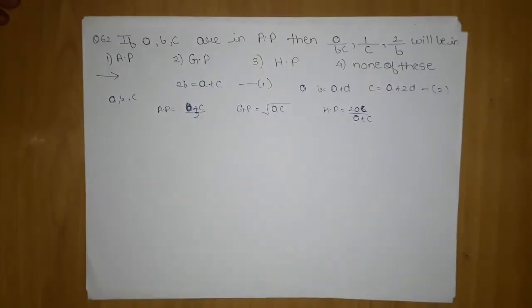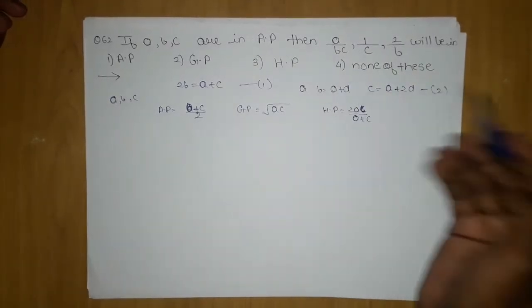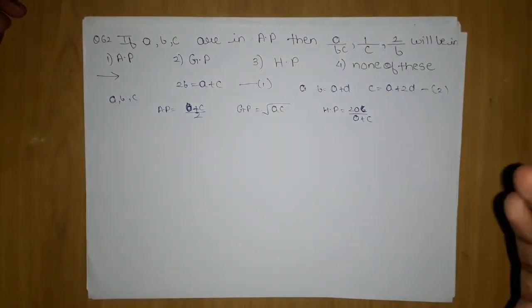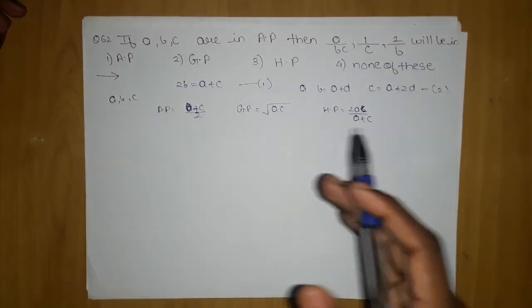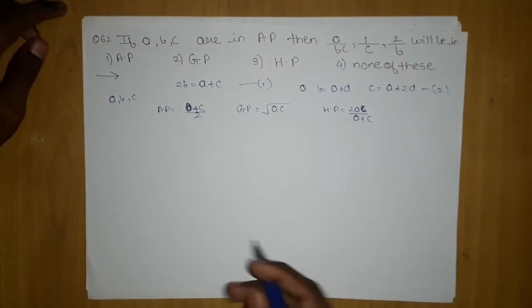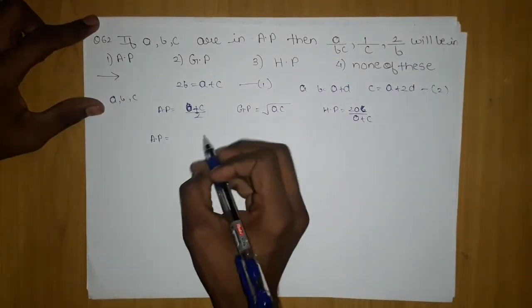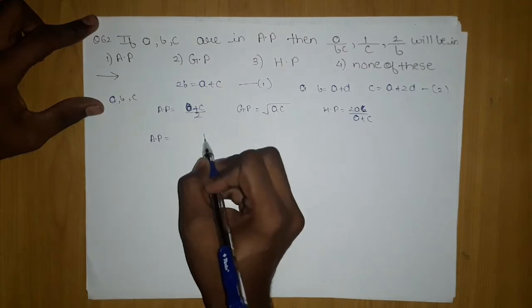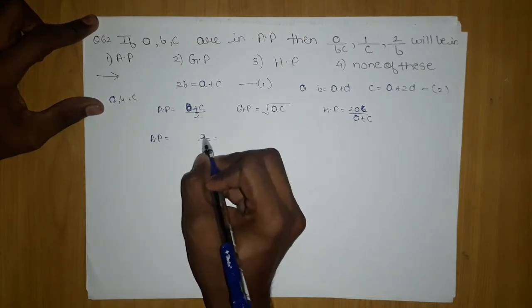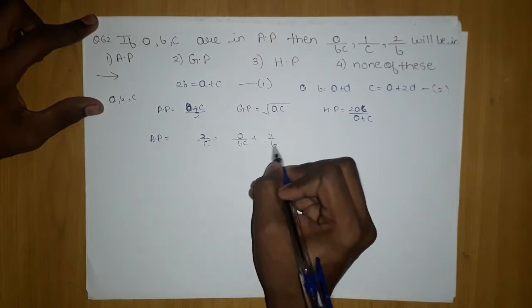And the next type, which smart children use, is that they try to understand what is missing in these three terms, which is making it trouble to make it AP, GP, or HP, whatever they are asking. Like here AP, GP. So let's first take the AP. Verify the AP one. What is the condition of AP? AP is nothing but 1 by c, means 2 by c should be equal to what? a upon bc plus 2 upon b. Fine.